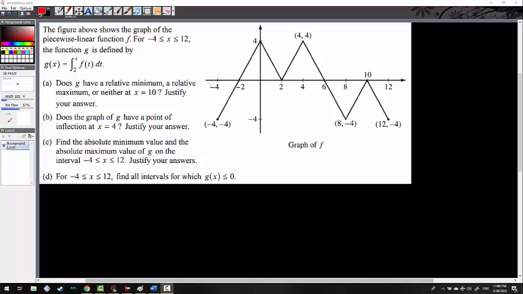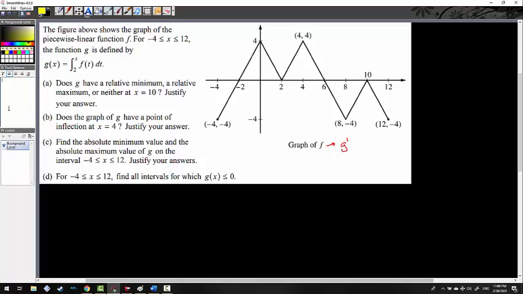Now, why is that important? It's because this graph of f really is not a graph of f at all. It's really a graph of g prime. And as long as I can know that relationship and establish that relationship during this problem, then I think a lot of these questions should be pretty easy to answer. So let's get started.